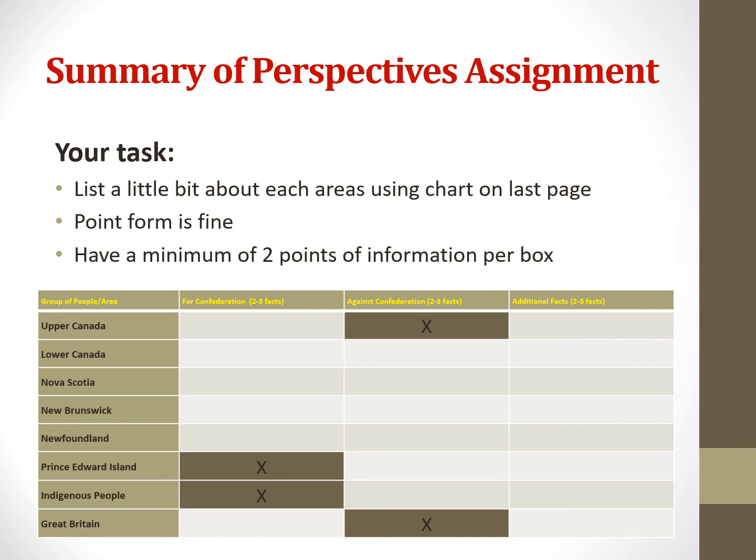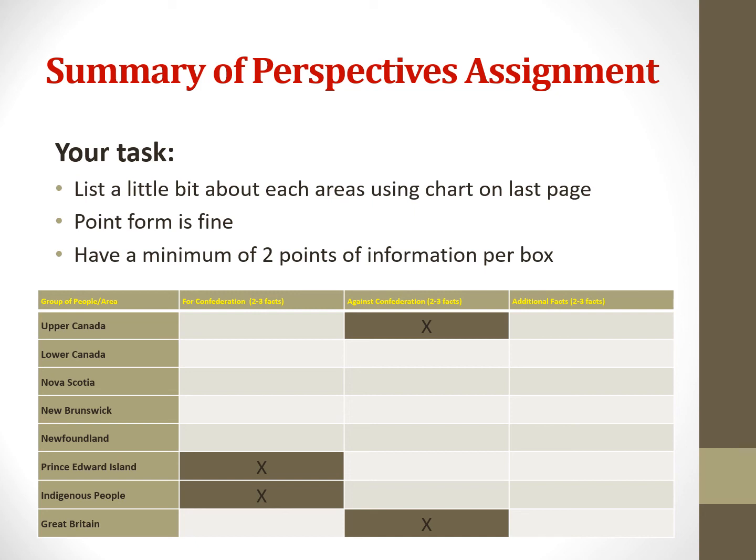Point form is totally fine, and you probably want to have at least a minimum of 2 points of information per box. You'll also notice that there's an X through some of the boxes. You don't need to write anything in those because there isn't enough information to actually write anything. So you've got Upper Canada, Lower Canada, Nova Scotia, New Brunswick, Newfoundland, PEI, the Indigenous people, and Great Britain. So you just need to essentially point form, find some information.